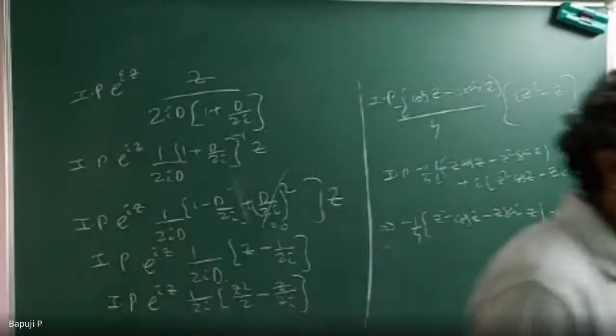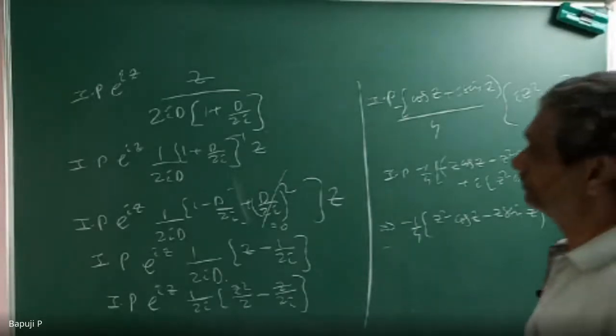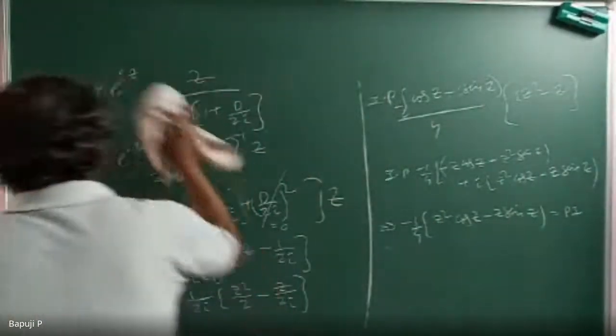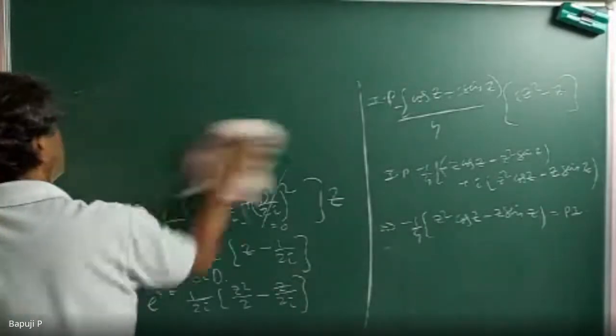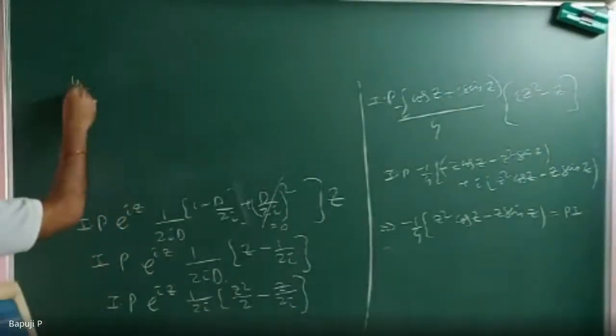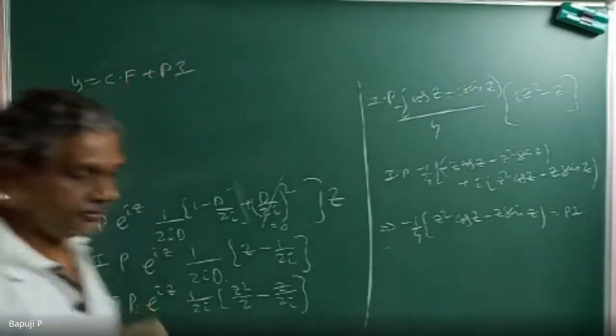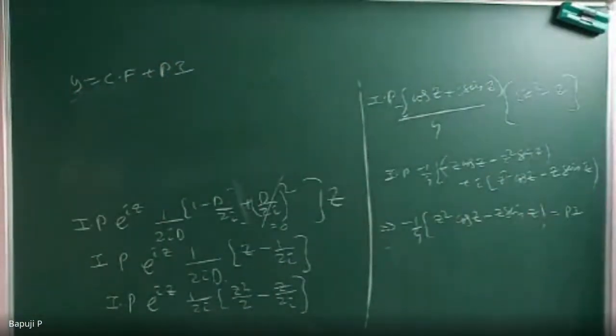Now the solution is equal to what? y is equal to CF plus PI. What is my CF? C1 cos z plus C2 sin z. Very good.